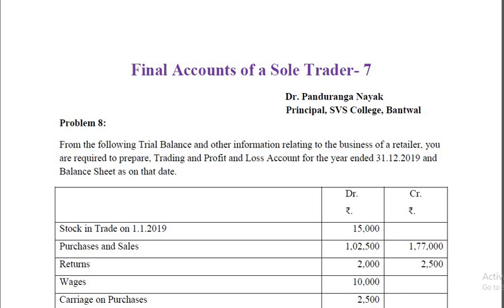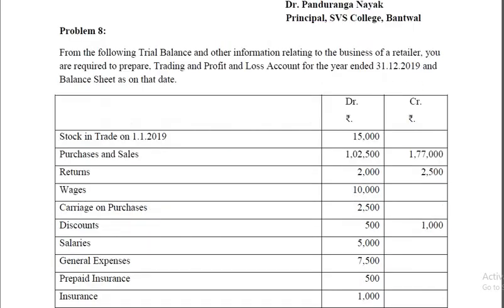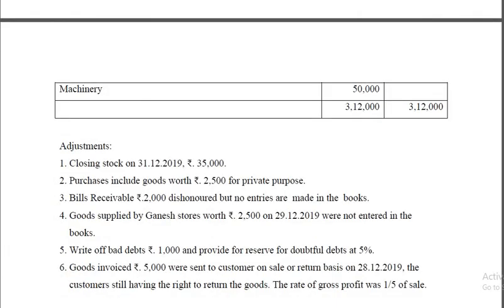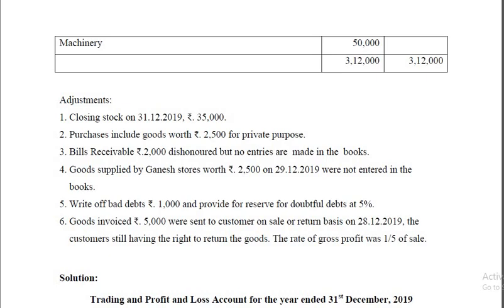From the following trial balance and other information relating to the business of a retailer, you are required to prepare trading and profit and loss account for the year ended 31st December 2019 and balance sheet as on that date. So trial balance is given, followed by that adjustments are given. Let us take up the adjustments one by one.